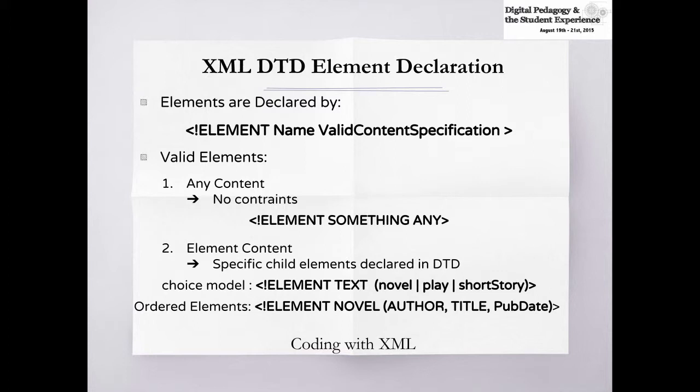Another example is the novel element. Here, this element can have the author, title, pub date as its elements, and these elements should appear in that order. First the author, then the title, then the pub date.